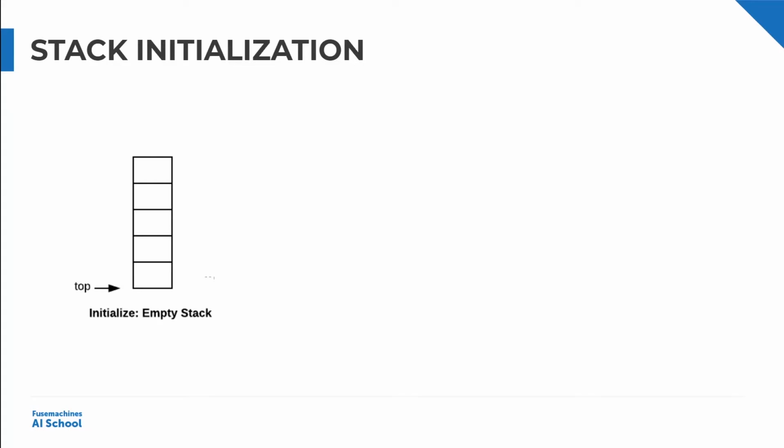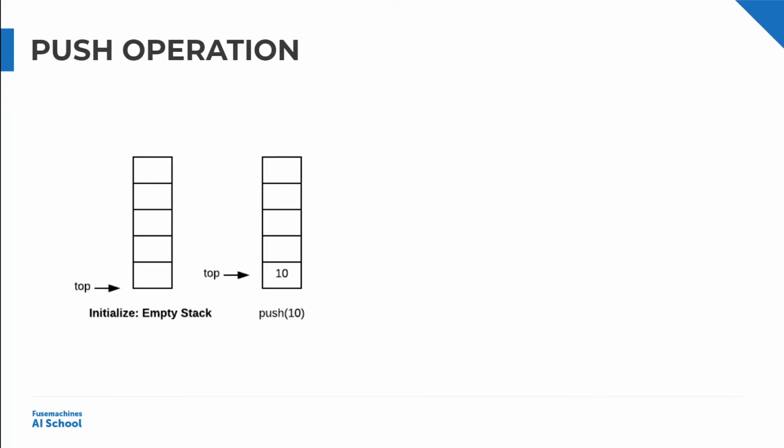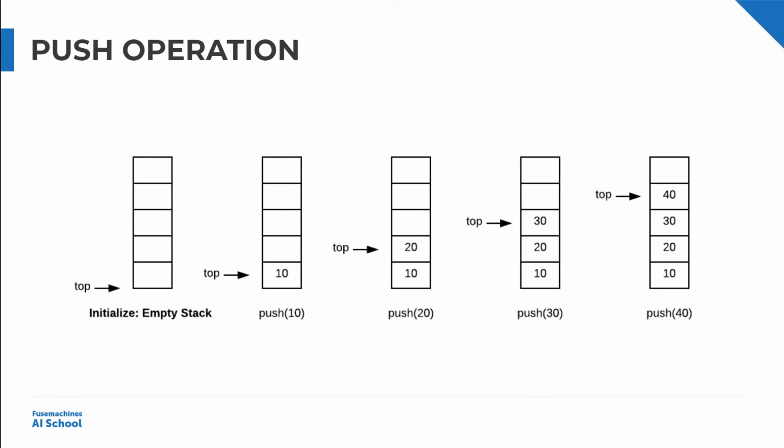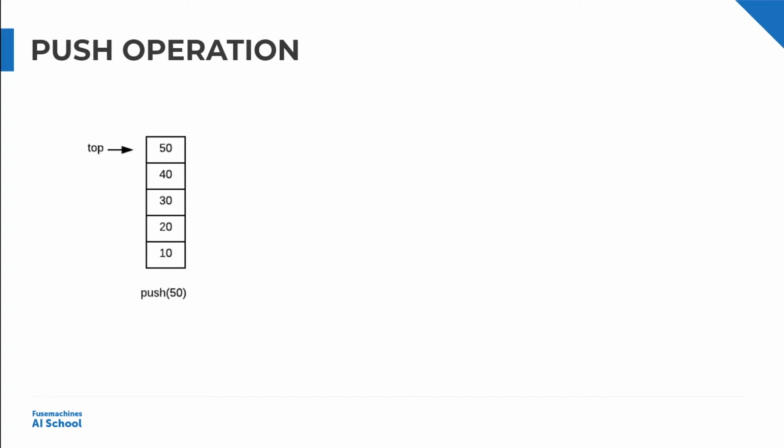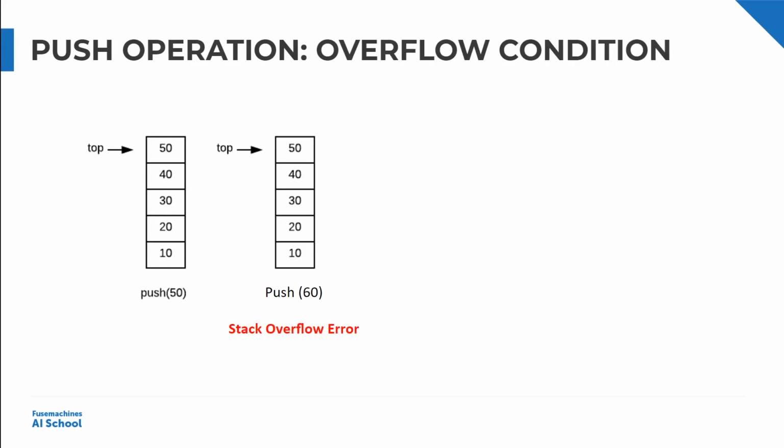If we push an integer value 10, the top pointer points to the first element of the stack. If we push 20, then the top pointer gets incremented. Similarly, if we push 30 and 40, the stack structure looks like this. This stack can hold one more integer, so if we push 50, the stack becomes full. If we try to push another integer into the stack, then we get a stack overflow error. Stack overflow error occurs when we can't add another element in the stack.